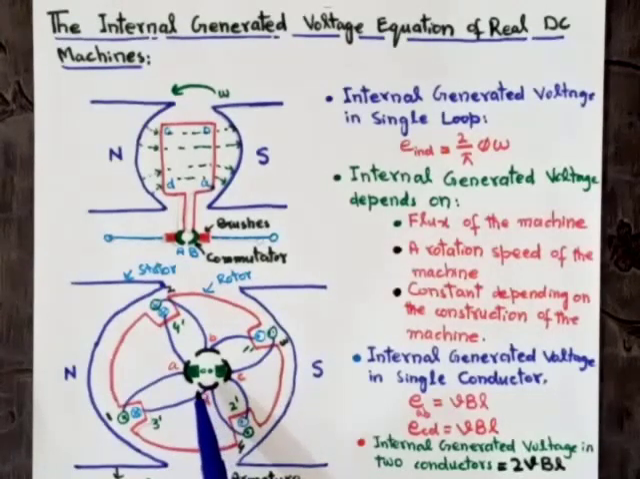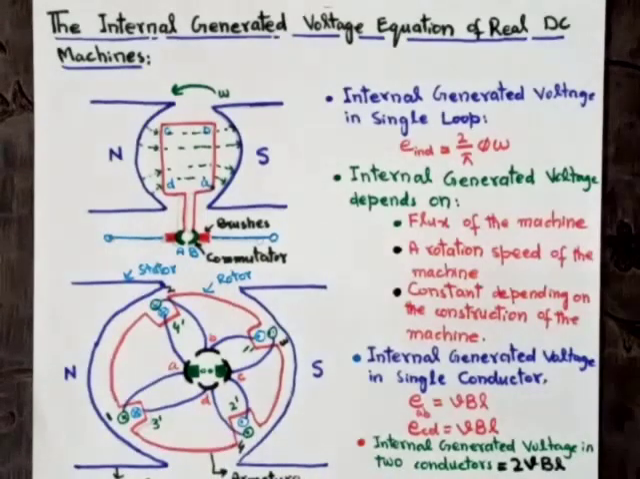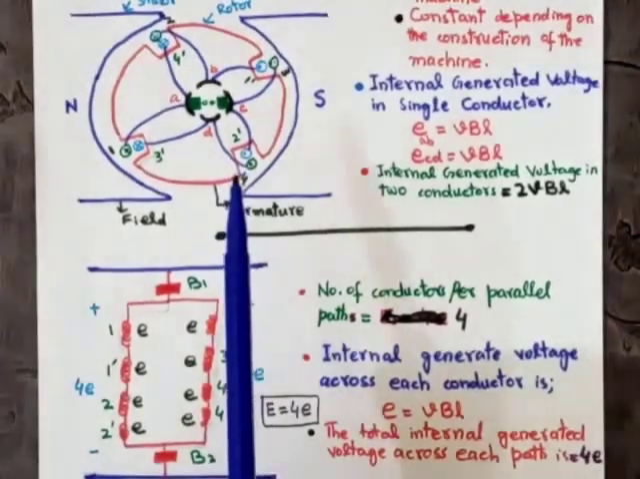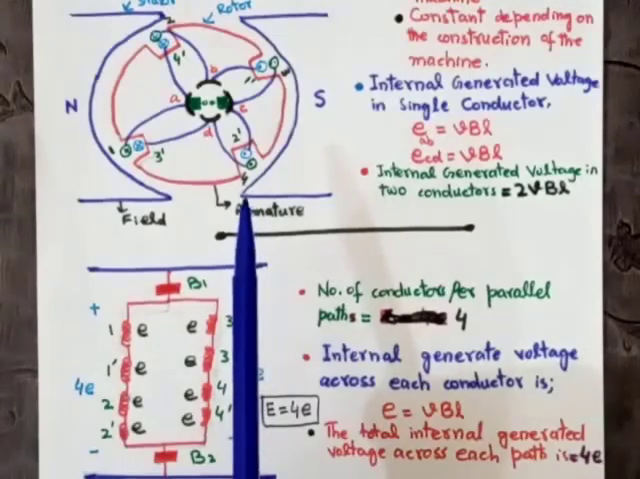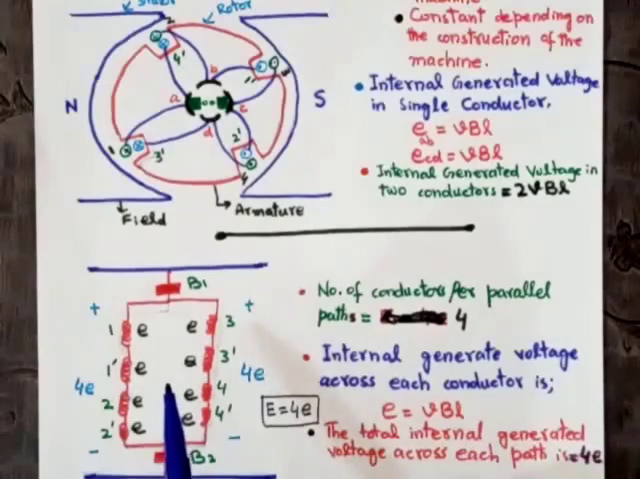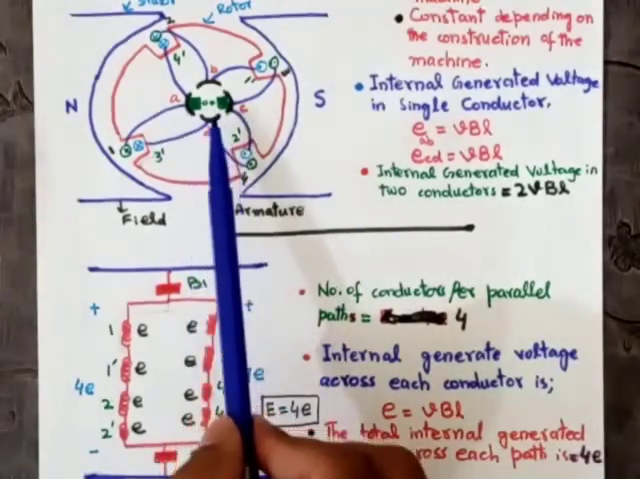In case of double layer winding, the number of parallel paths is equal to the number of brushes, as we have already discussed. In case of lap winding, the number of parallel paths will be equal to the number of brushes. We have already drawn the electrical equivalent of this diagram. As you can see in this figure, there are two brushes.